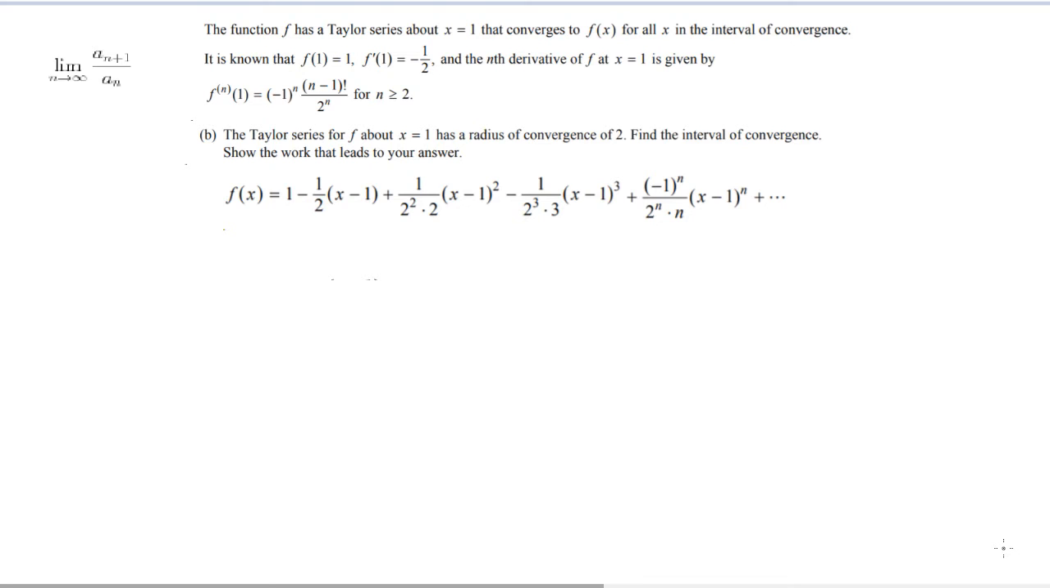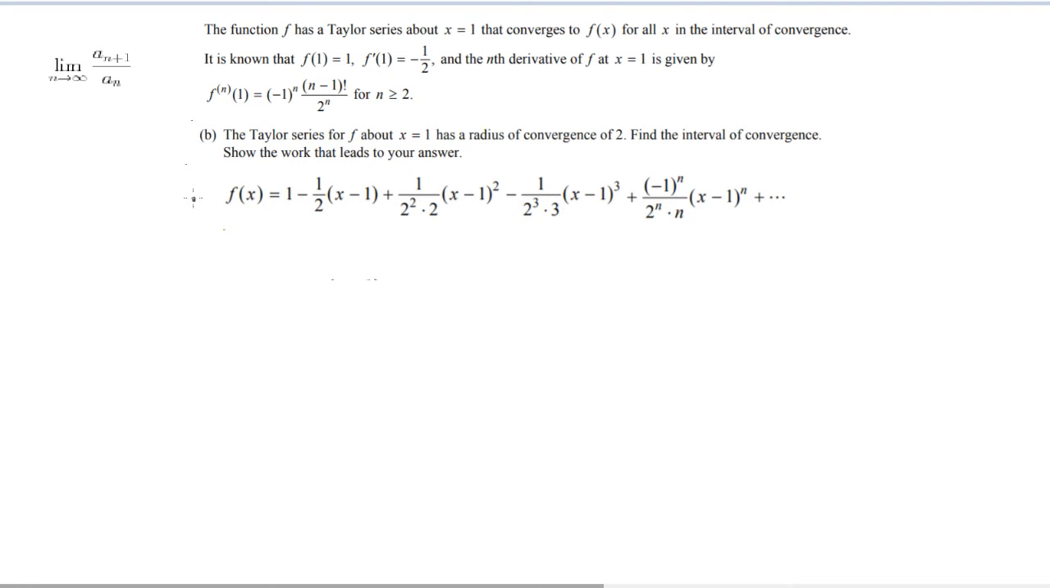Today, we're going to talk about 2016 AP Calculus BC free response question number 6 Part B. Part B says, the Taylor series for f about x equal to 1 has radius of convergence 2. Find the interval of convergence. Show the work that leads to your answer.